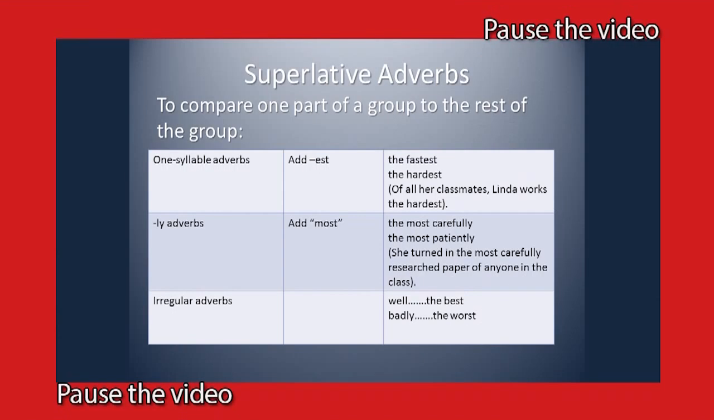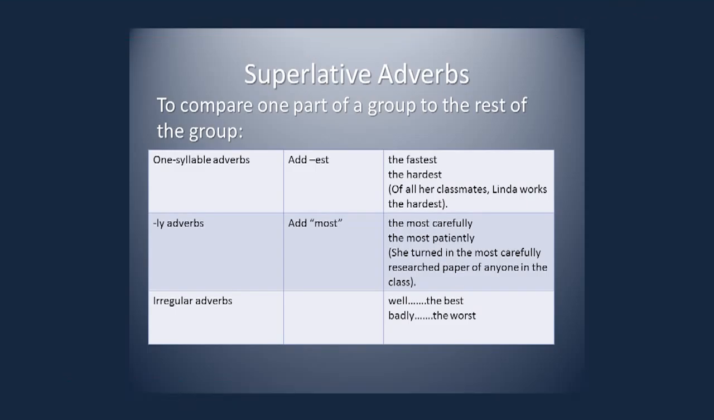Now pause the video and review the chart on superlative adverbs. Again, pay attention to the structure of the superlative sentences. Of all her classmates, Linda works the hardest. She turned in the most carefully researched paper of anyone in the class.